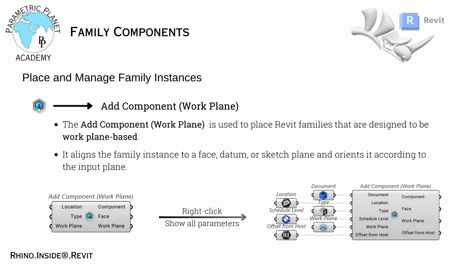In this lesson, we are going to discuss the Add Component WorkPlane node. This component is specifically designed to place families that are WorkPlane based in Revit. These types of families require a valid face or plane to host them. They are typically used for elements like electrical fixtures, casework, or face-based detail components. Let us go through each input of the component in detail.